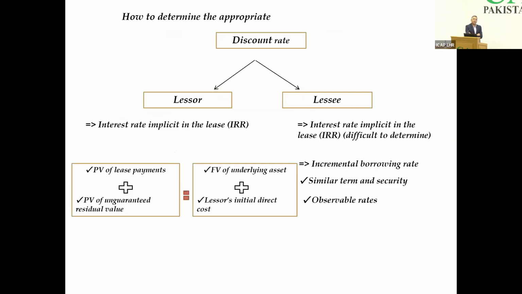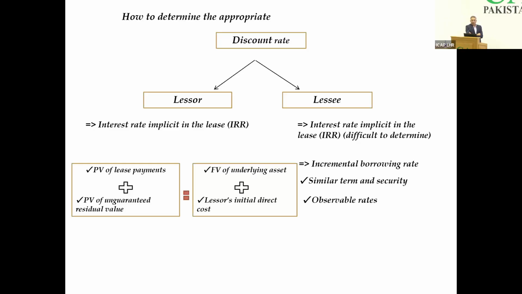the lessor's perspective. And that perspective is, if the present value of lease payments plus the present value of unguaranteed residual value, this will become gross investment, is equal to the fair value of the underlying asset plus the lessor's initial direct cost. So it's basically an equation.